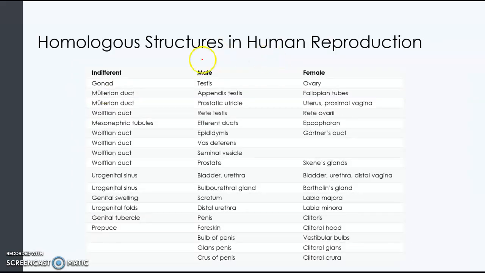This is just a list so that you can understand which structures in the male are homologous to structures in the female. And you probably know that the male gonads are called testes and the female gonads are called ovaries. So the testis and the ovary are analogous to each other. I'm going to skip some of this, but the penis is analogous to the clitoris in the female. And that's good enough.